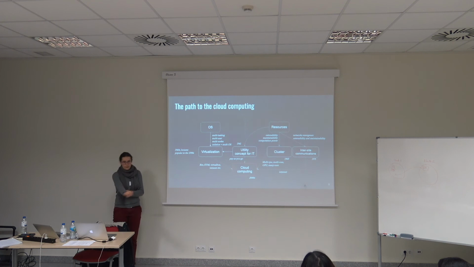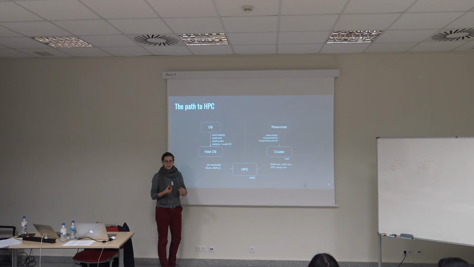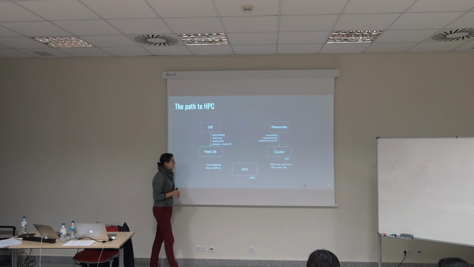So this was the path to cloud computing. The path to HPC is much simpler. In HPC, well, you have the operating system evolution. You need multi-node, multitasking, multi-user, and you got the host OS. That's it. No virtualization. And then you have some job scheduler APIs in order to ask for resources. But it's very low level. It's like command line. You know, it's not like clicking on VirtualBox. Okay.